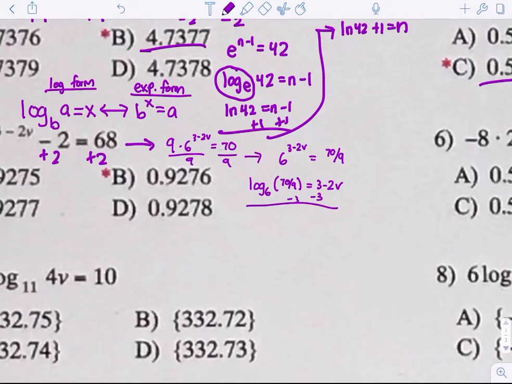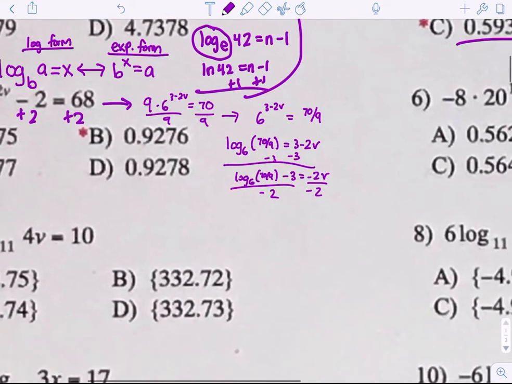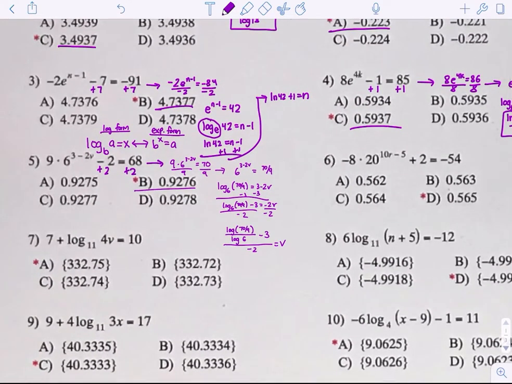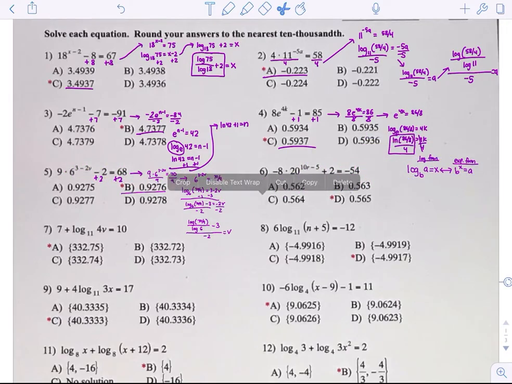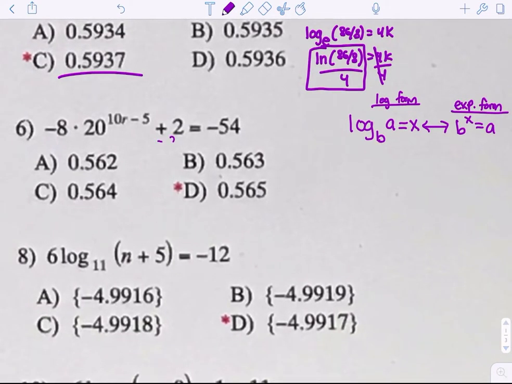Subtract 3 from both sides. And then divide both sides by negative 2. So we're going to do change of base to make it in calculator ready form. So log of 70 over 9, over log of 6, minus 3, all of this divided by negative 2 is equal to v, which is that. Moving along. 6, subtract 2.